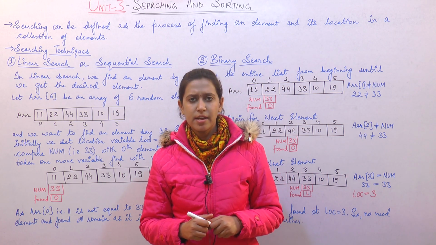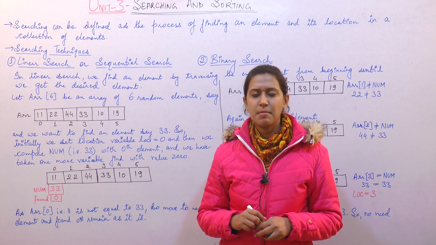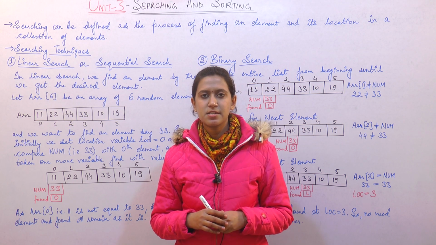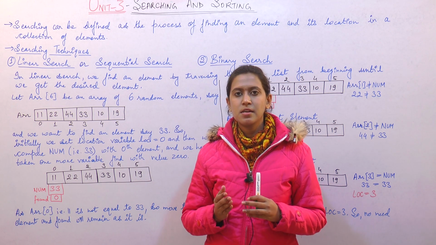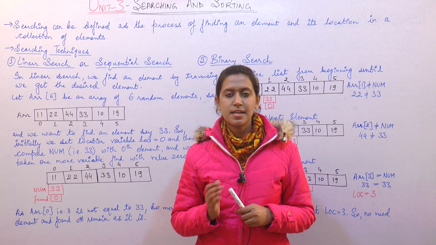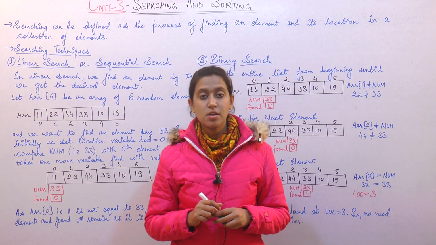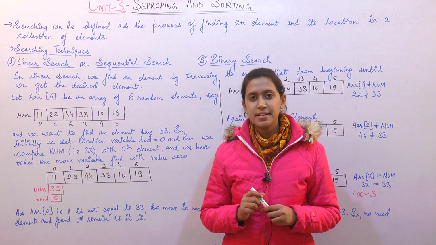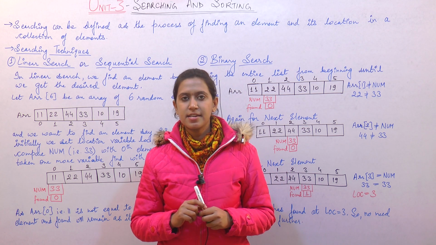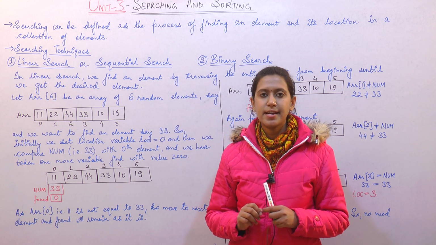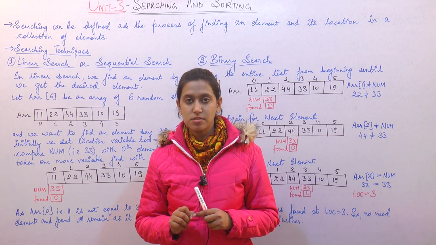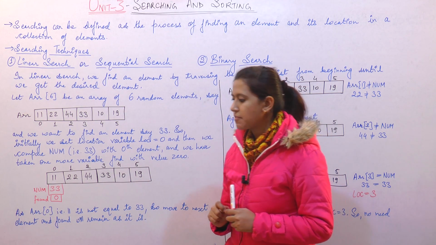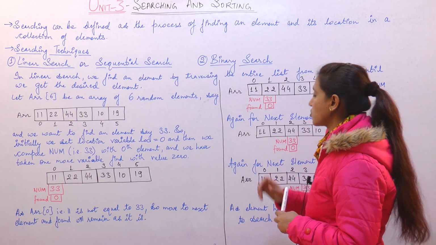Till now in our previous lectures we studied different types of data structures, that means two types: linear and non-linear data structures. In linear data structures we studied the stack, then the queue, and linked lists. In today's lecture we will study searching and sorting.